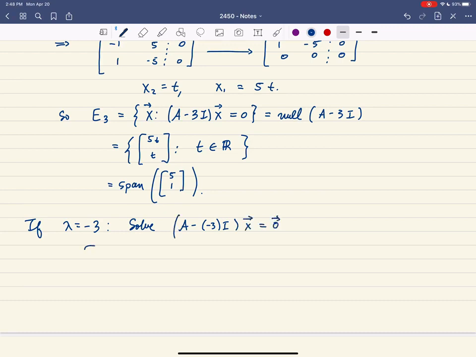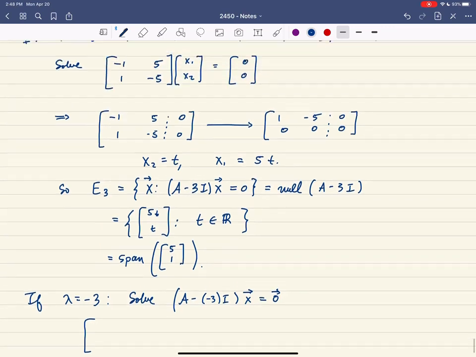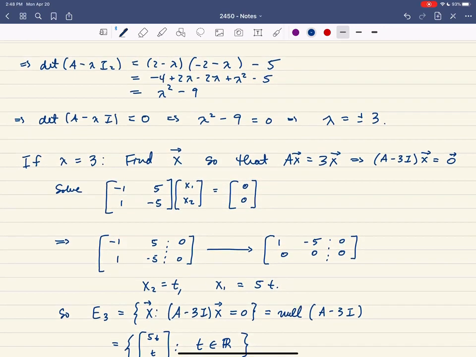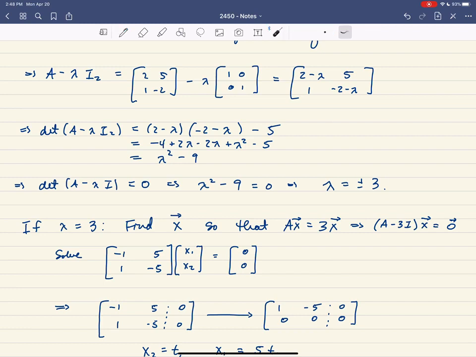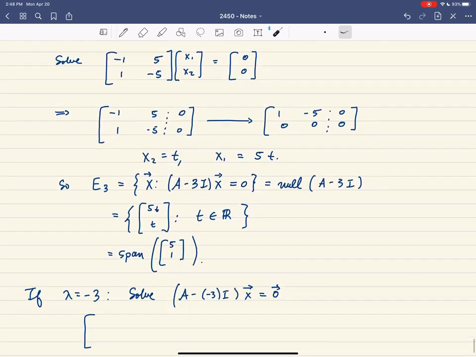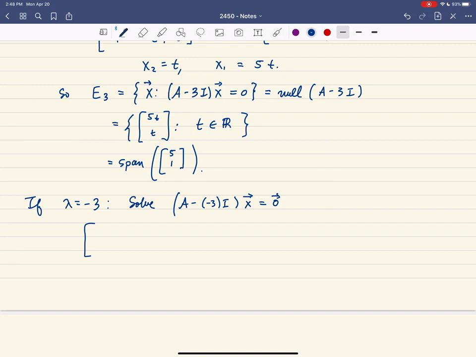In other words, this is going to be the same idea. We're going to look at A minus lambda I when lambda is equal to negative 3. So we're going to end up with 5, 5, 1, 1. And then we have to solve when that's equal to 0. So we're going to augment that with a 0 vector and solve it using all the wonderful properties that we know about matrices. It turns out that the solution is going to be 1, 1, 0, 0, 0.